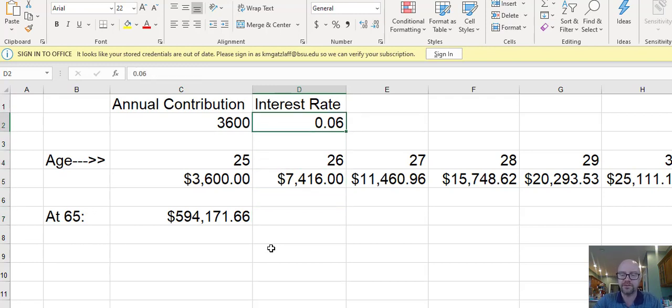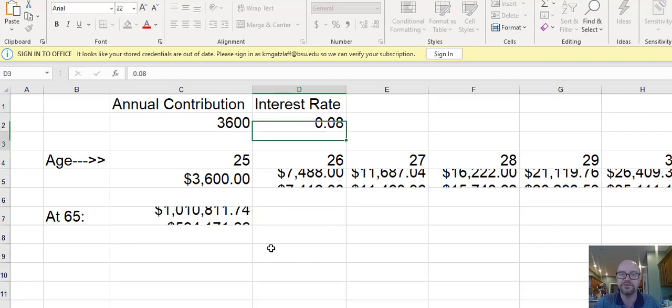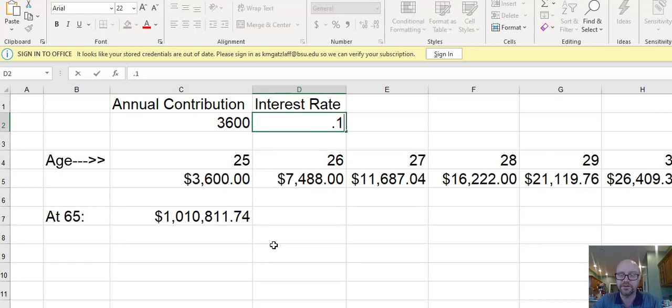What if you could get, okay, so 8% was our base case that we started with. What if you could get 10%? It goes the other way too.